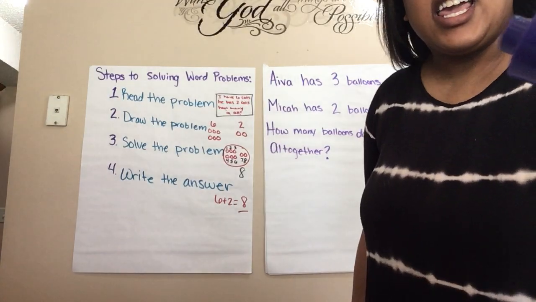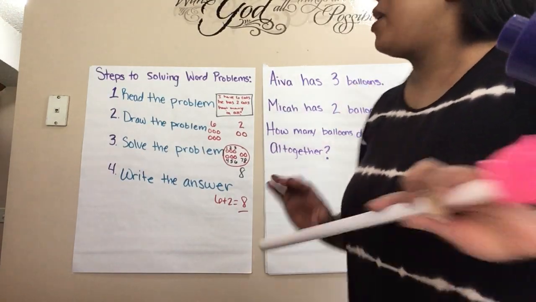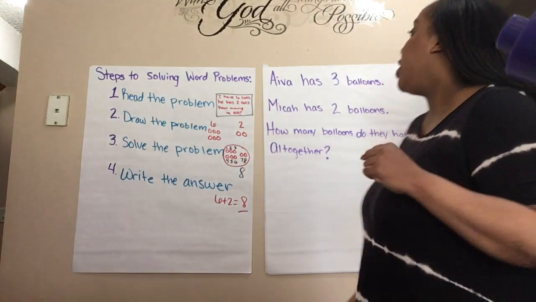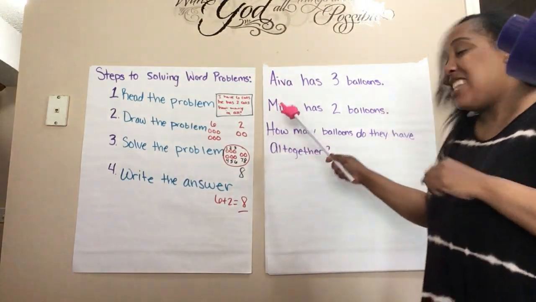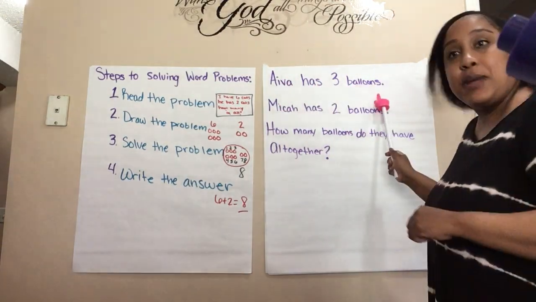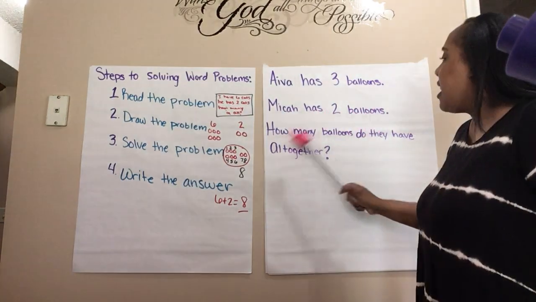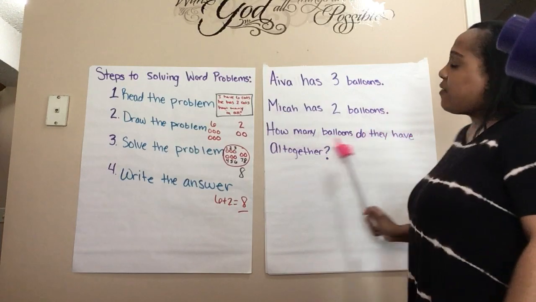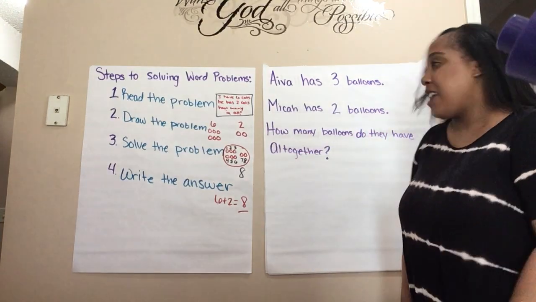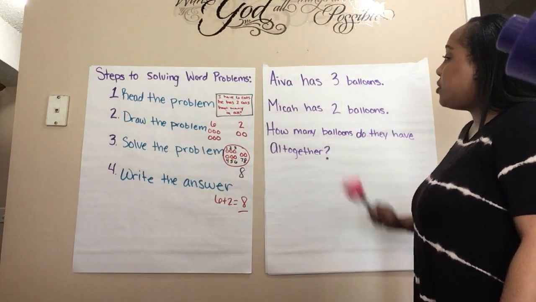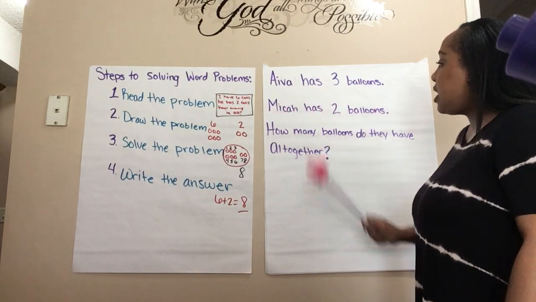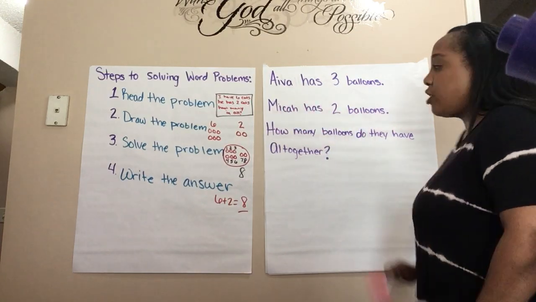Here is our first problem. Step one, we're going to read the problem. I'm going to read it to you. It says, Ava has 3 balloons. Micah has 2 balloons. How many balloons do they have all together? Ava has 3 balloons. Micah has 2 balloons. How many balloons do they have all together?